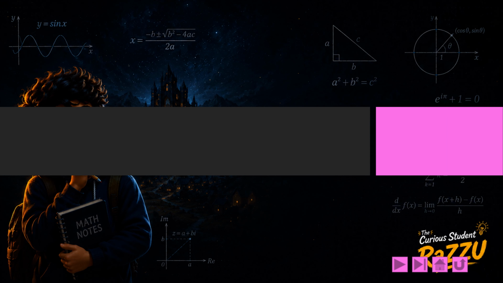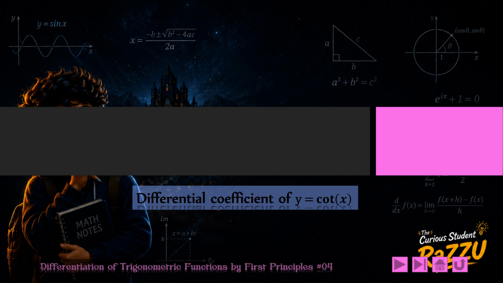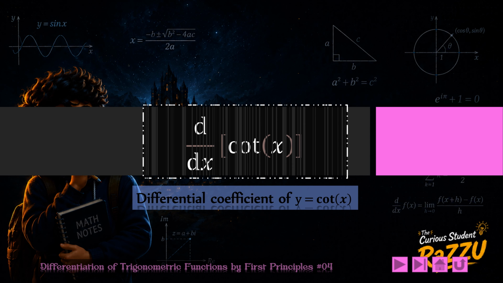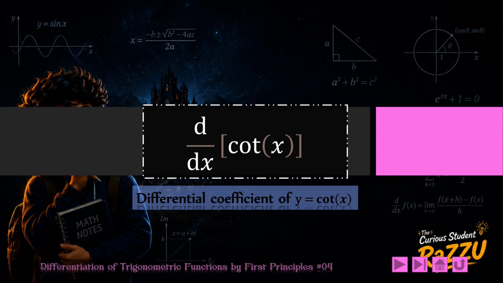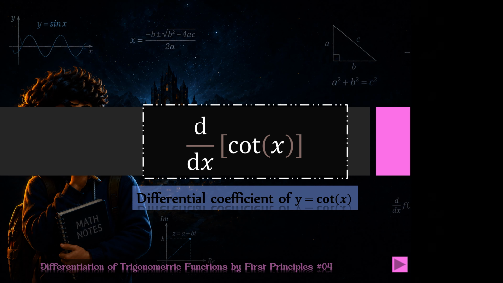Welcome back, everyone. Today, we are focusing our attention on the cotangent function, y equals cotangent of x, and we are going to find its derivative from first principles. Let's break down the proof step by step. We begin with our standard equation. Let y equals cotangent of x, which becomes our equation 1.